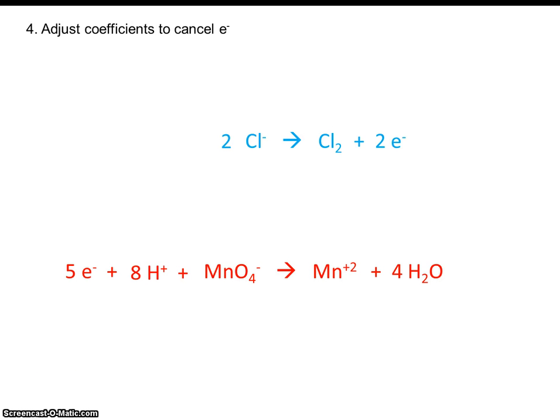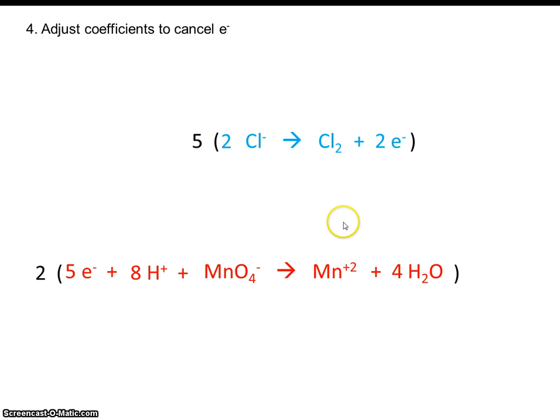Step number 4, adjust coefficients to cancel electrons. So ultimately what we want to do is cancel the electrons here on the right with the electrons here on the left. So we have 2 here and 5 here. So let's look for the least common multiple between 2 and 5. And that, of course, is 10. So we're going to multiply the top reaction by 5 and the bottom reaction by 2. So multiply 5 by each coefficient, and then multiply 2 by each coefficient.